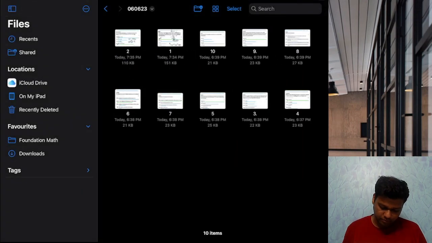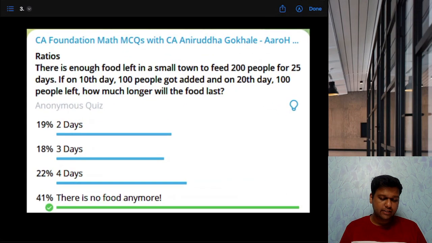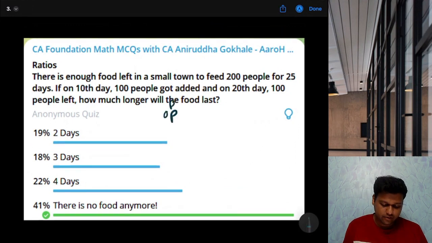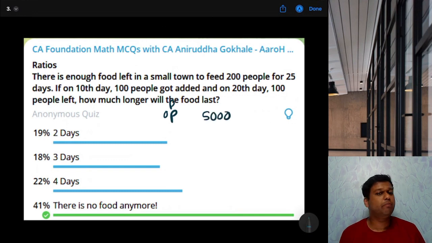Next, third. There is enough food left in a small town to feed 200 people for 25 days. Again, our opening balance is 200 into 25, that is 5000 people days.